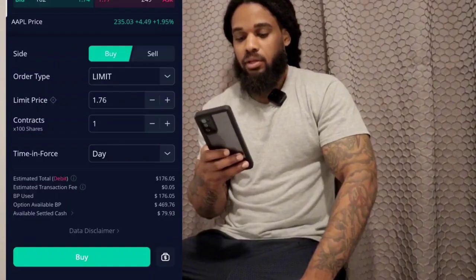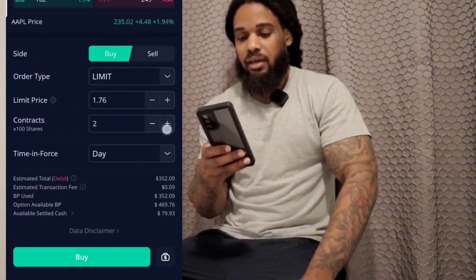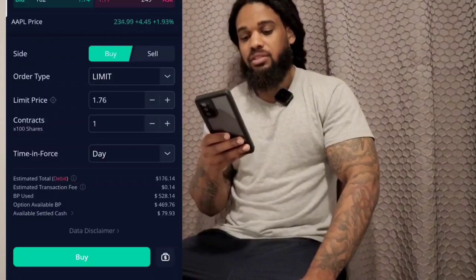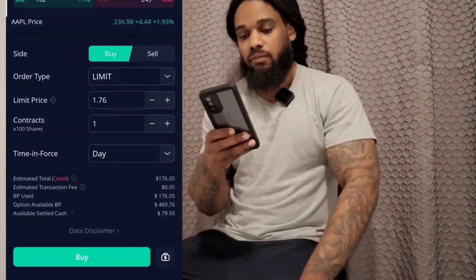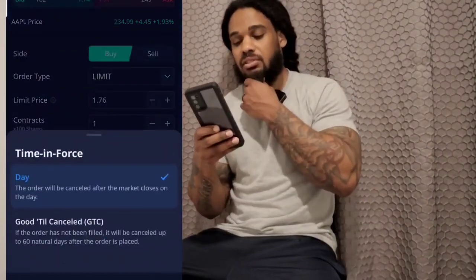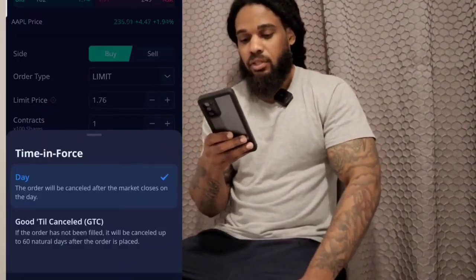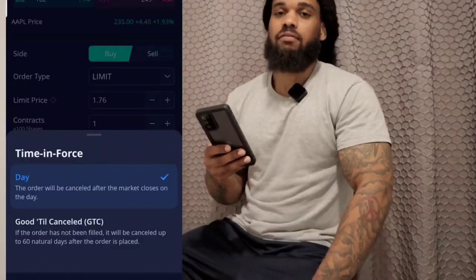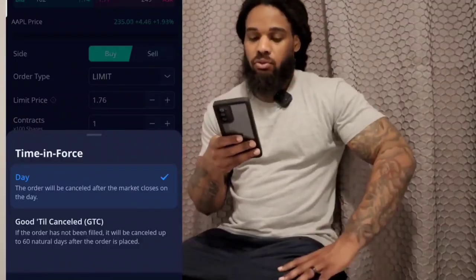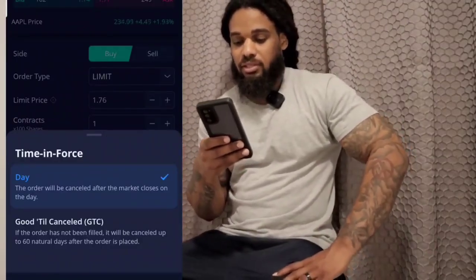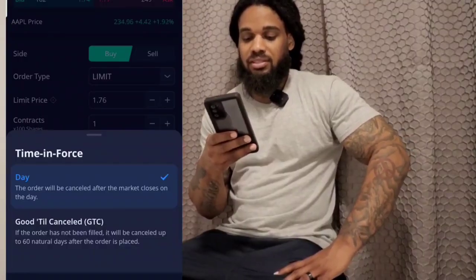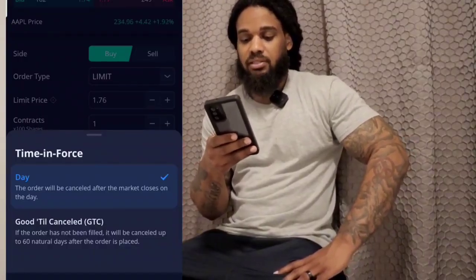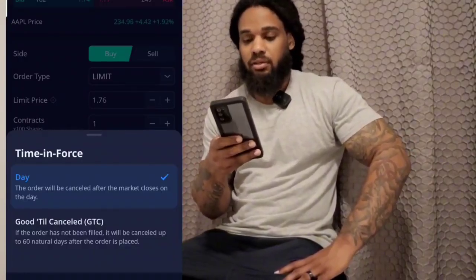And then we could also choose the time in force. Do we want it good till canceled, or for the day until the market closes? If we do for the day, the market usually closes around 4:30 p.m. And if we do good till canceled, it will be canceled up to 60 natural days after the order is placed, according to this right here.